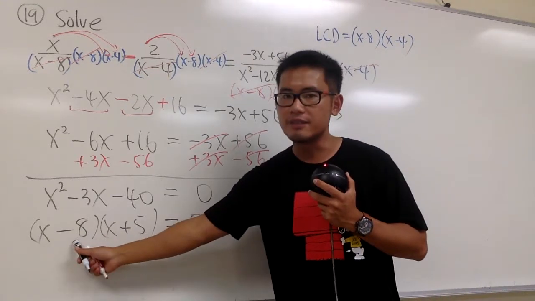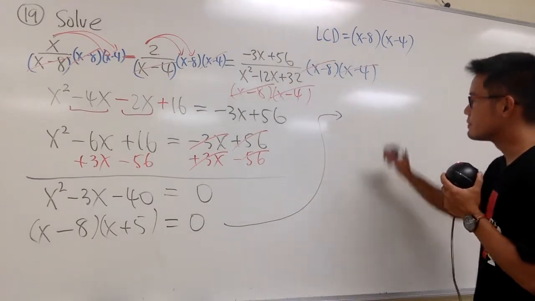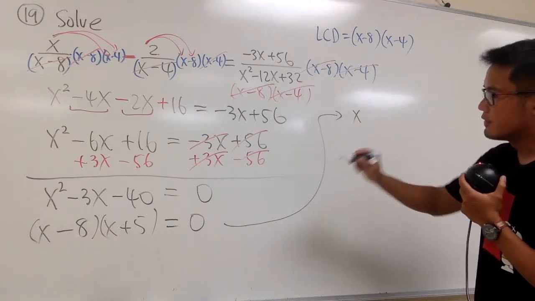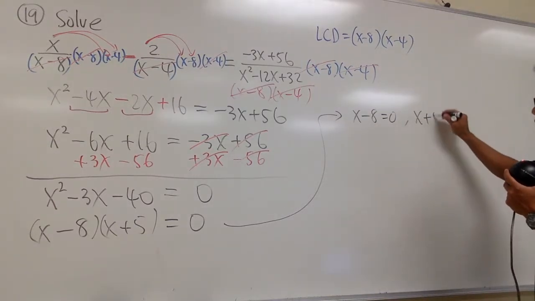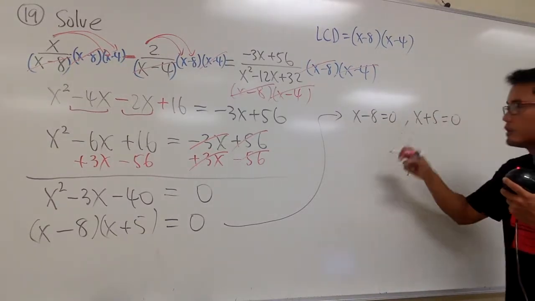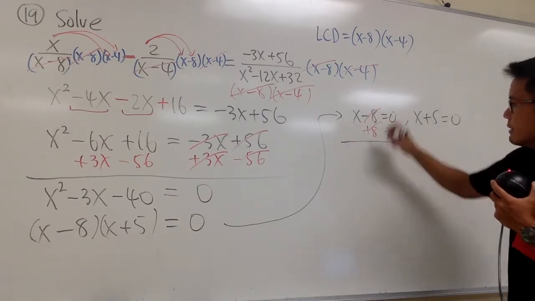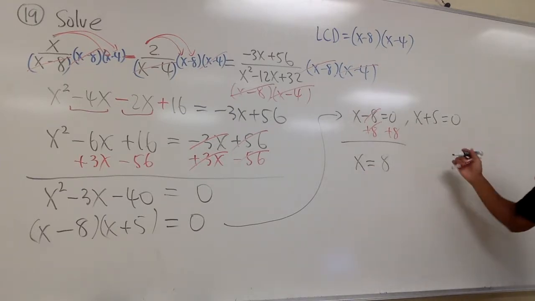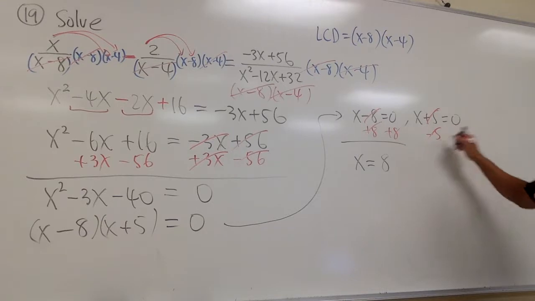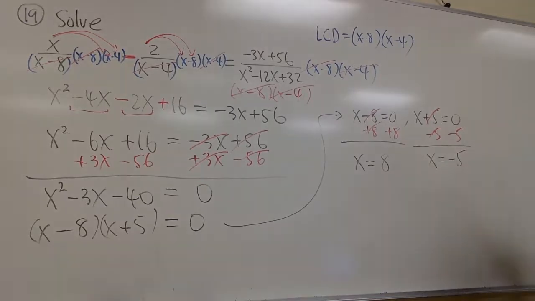I will have to set the first factor equal to 0, and I also have to set the second factor equal to 0 and solve, right? So the first one is x minus 8 equal to 0, and the second one is x plus 5 equal to 0. For the first one, we can just add the 8 on both sides. So it seems like we have the first answer, x is equal to 8. Likewise, for the second one, I will subtract 5 on both sides. So it seems that we have a possible second answer, x is equal to negative 5.